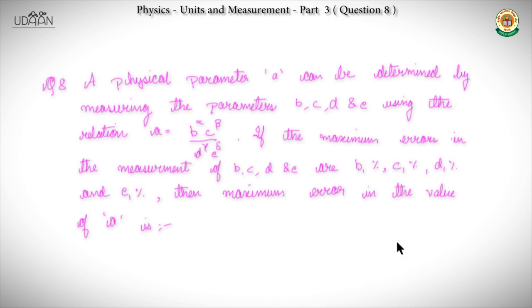So let's take up question number 8. This says that a physical parameter A can be determined by measuring the parameters B, C, D and E using the relation A equals B power alpha C power beta by D power gamma into E power delta. So if the maximum errors in the measurement of B, C, D and E are given to be B1%, C1%, D1%, E1% respectively, then the maximum error in the value of A would be. Okay, so for now, from the given question, we'll understand that alpha, beta, gamma and delta are dimensionless. As we have already studied, whatever power something is raised to is dimensionless. They're just basically numbers.